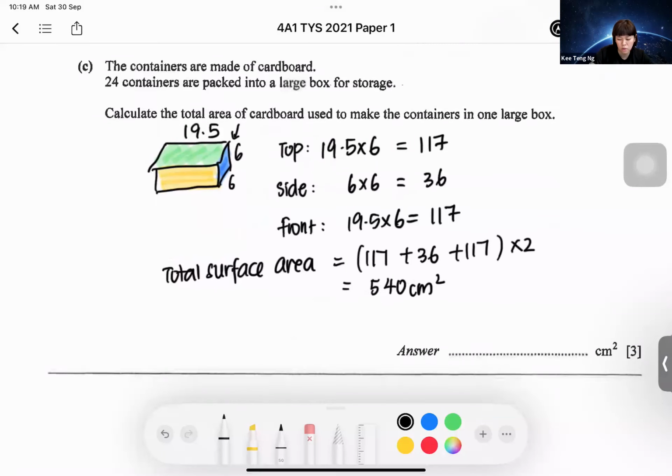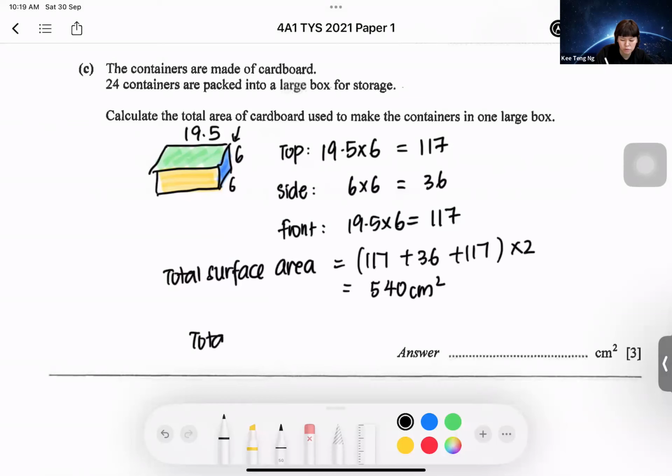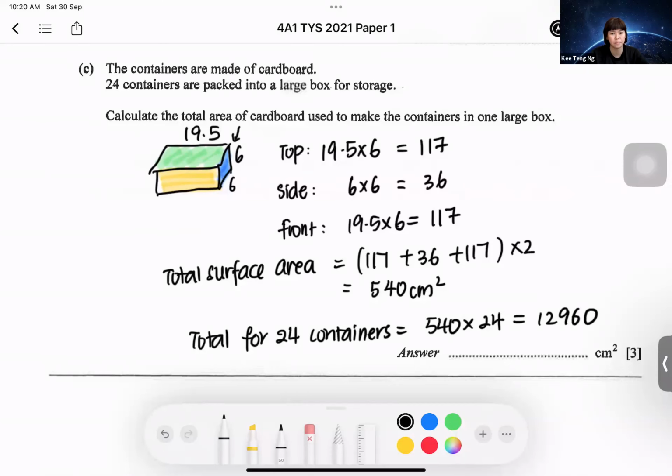They want 24 such containers. So the total for 24 containers will give you 540 times 24. And I get my answer: 12960 cm square. Okay, so the question needs a little reading for me to understand. I'm actually trying to find the total surface area for one container first, and then I find the total surface area for 24 containers.